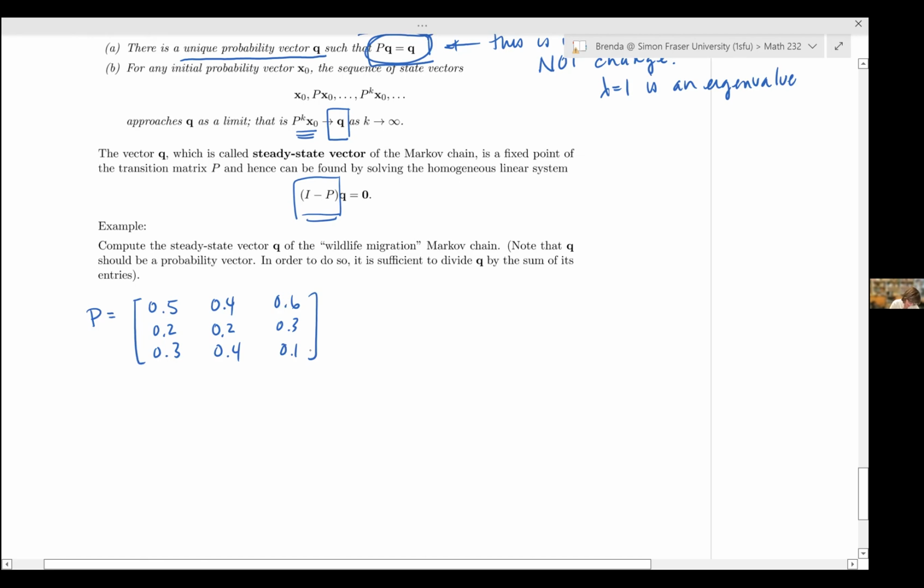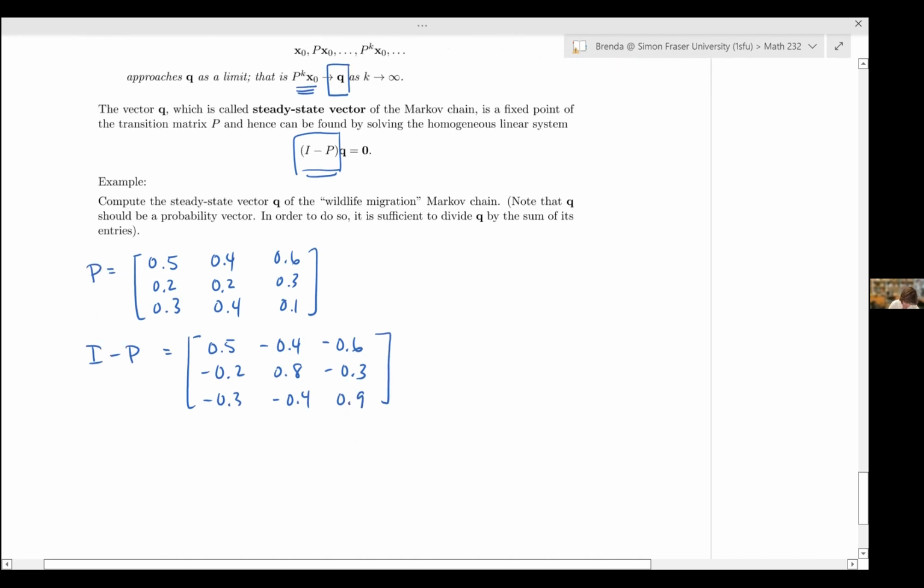Okay, so I'm going to take I minus P, and I get the matrix 0.5, minus 0.4, minus 0.6, minus 0.2, 0.8, minus 0.3, minus 0.3, minus 0.4, and 0.9. Okay, that's 1 minus 0.5, 1 minus 0.2, and 1 minus 0.9, and the other numbers have negative signs on them.